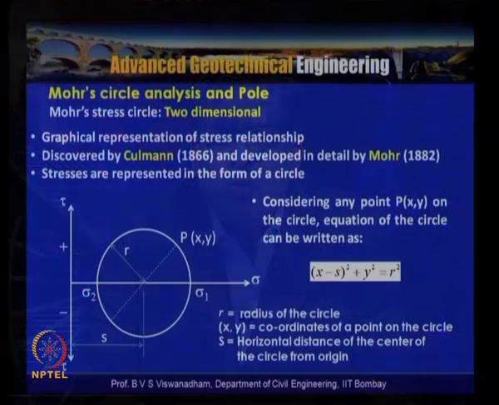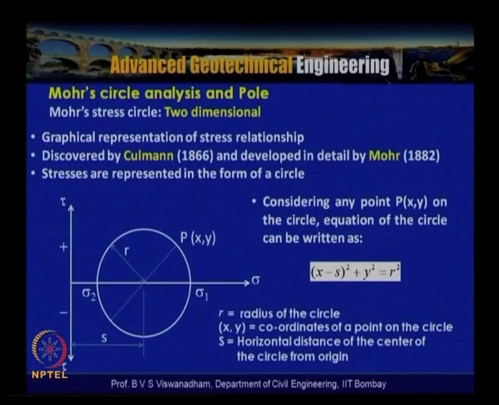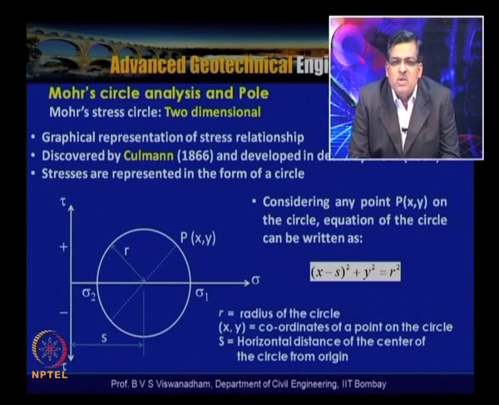So the Mohr stress circle is also called two dimensional. This is in two dimensional. This is a graphical representation of stress relationship at equilibrium, discovered by Culmann in 1866 and developed in detail by Mohr in 1882. So this development actually goes back into solid mechanics, and then it is used in soil mechanics. So the stresses are represented in the form of a circle.